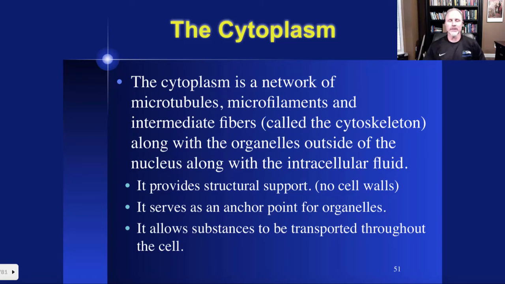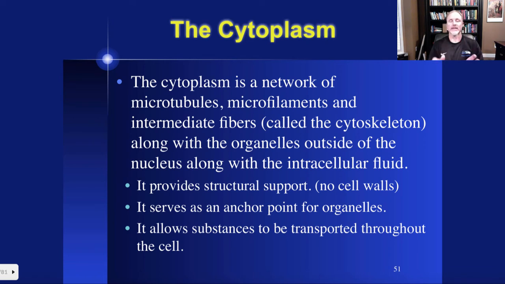Okay, in the last section we talked about the organelles of the cell, and in this section we're going to talk about some of the structural portions of the cell. In the cytoplasm, this is really the entire interior of the cell minus the organelles. So what you have is the microtubules, the microfilaments, and the intermediate fibers. This makes up the cytoskeleton, and then you have all of the cytoplasm or cellular fluid.